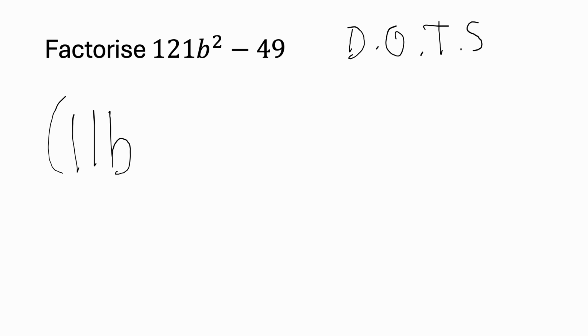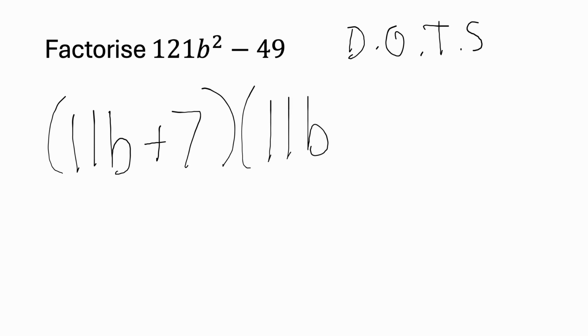This one here, difference of two squares. Square root of 121 is 11, square root of b squared is b, square root of 49 is 7, so plus 7. Then on the other side, same thing, but change the sign.